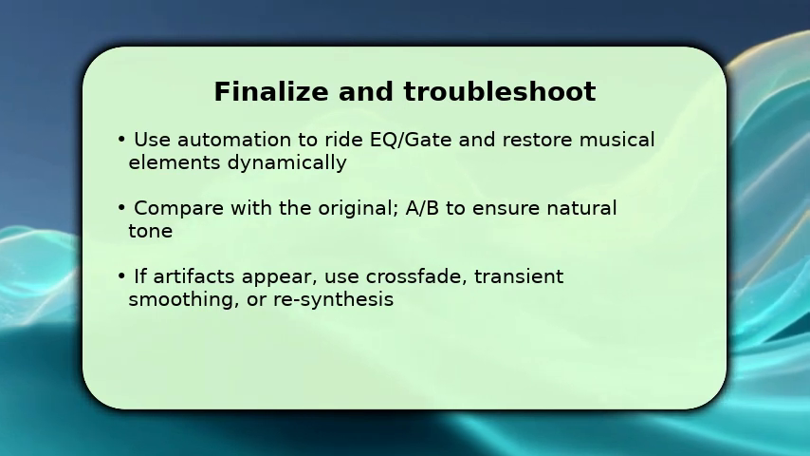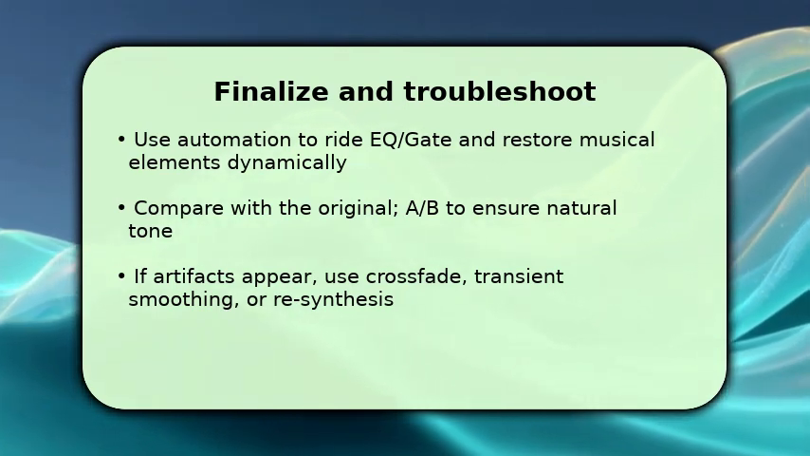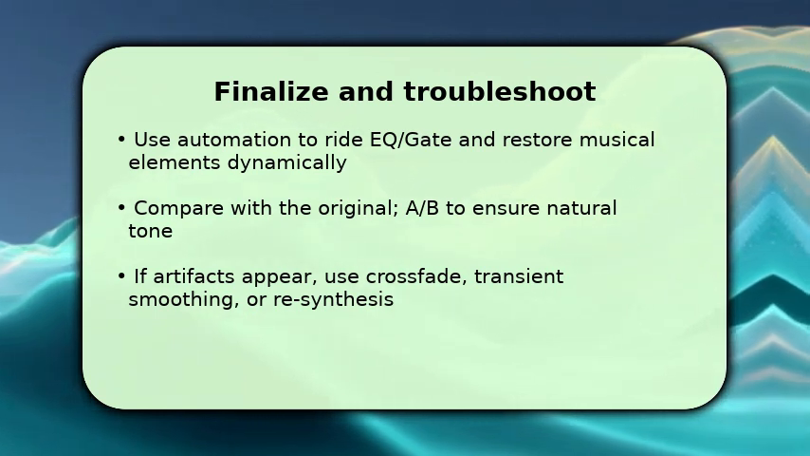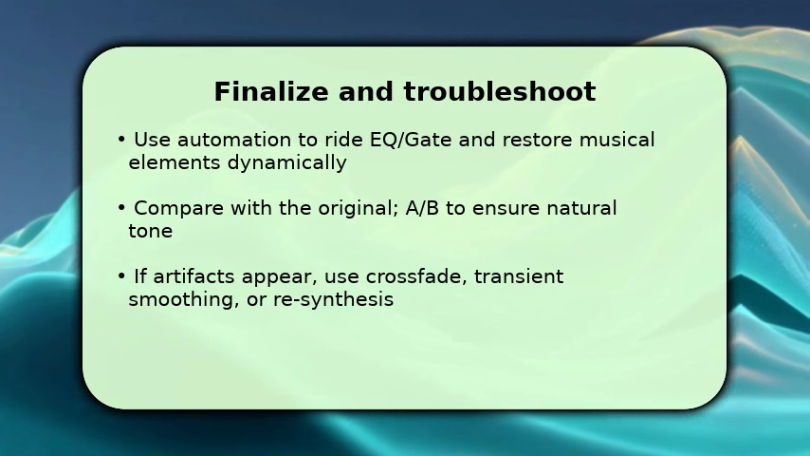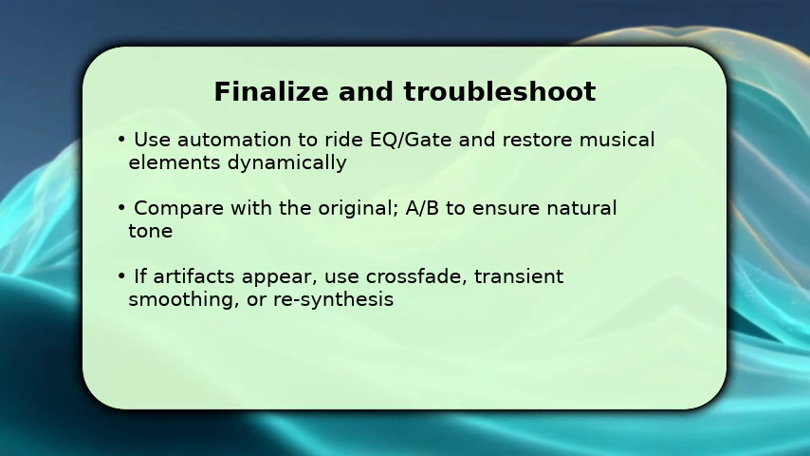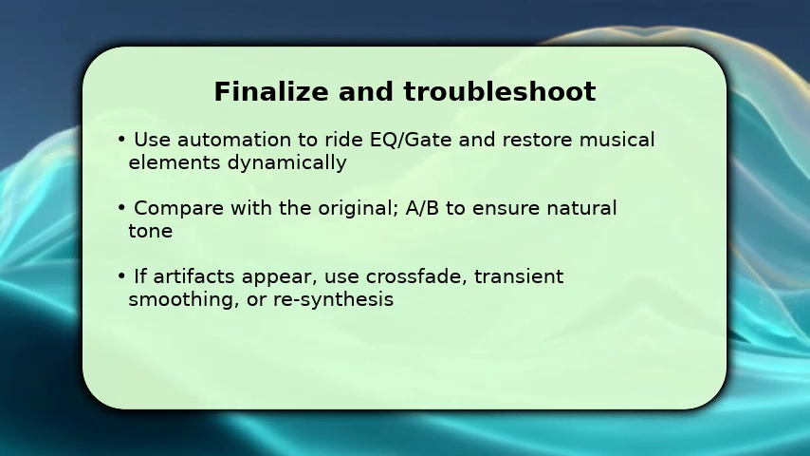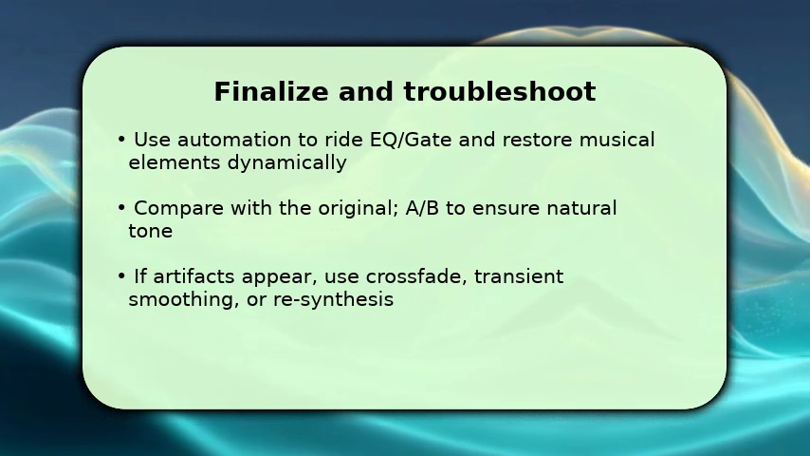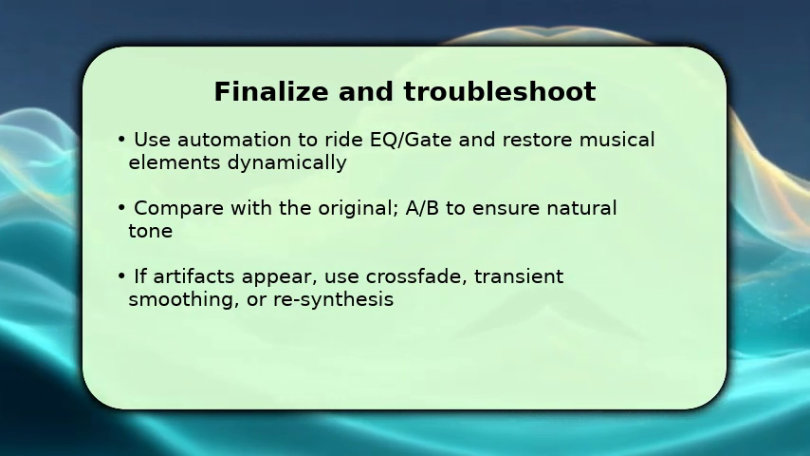Once automated, A/B with the original track to confirm you didn't remove melodic content. If you hear pumping or tonal artifacts, reduce cut Q, soften gate settings, or apply transient smoothing and gentle reverb to mask processing. As a key troubleshooting tip, if removal introduces horrible artifacts, revert to the duplicate and perform.